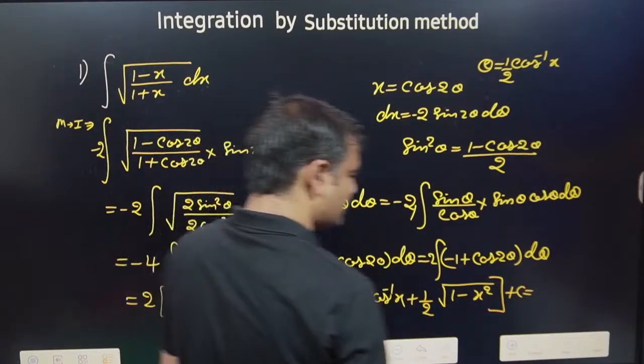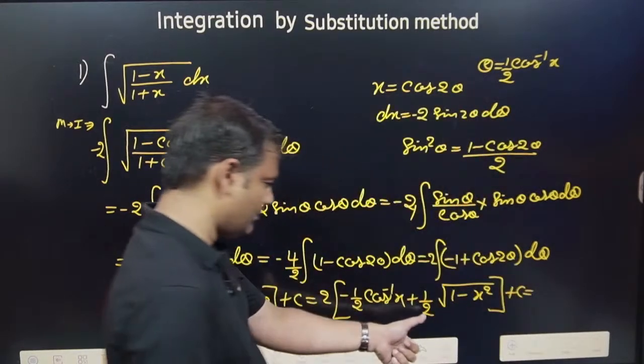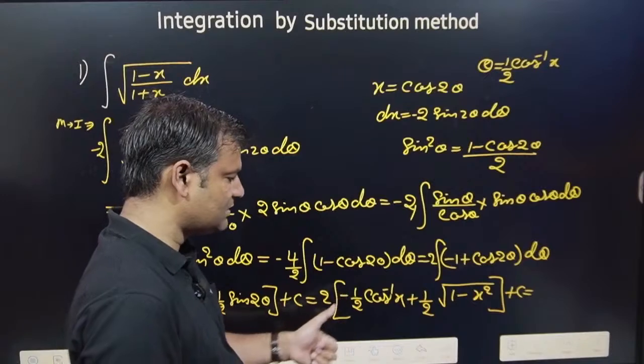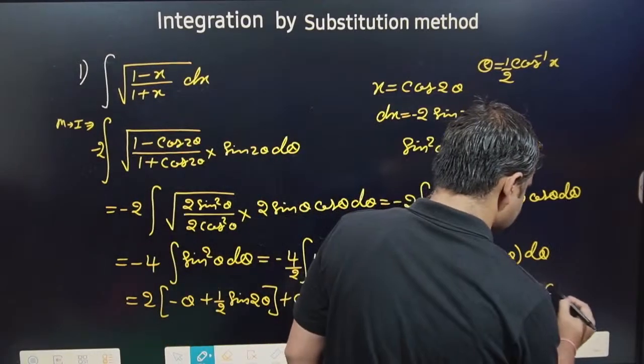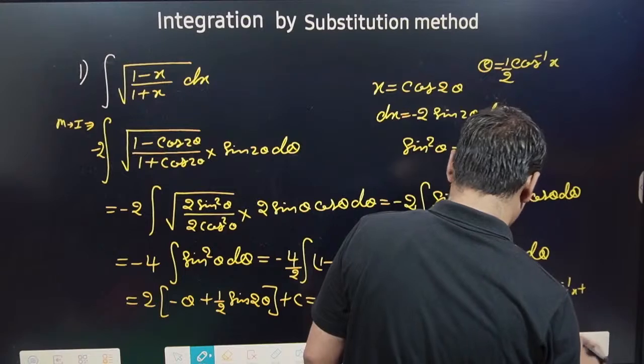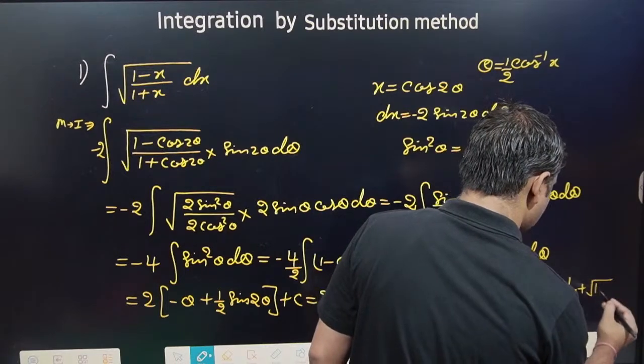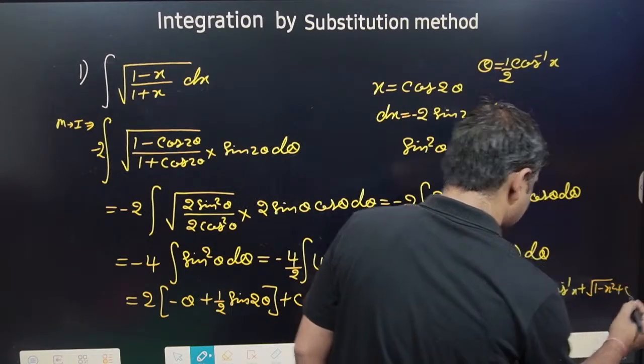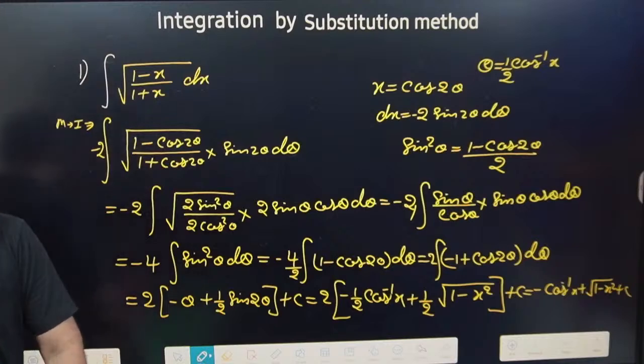So what about that value? If 1 by 2 is common, then we get how much? Minus cos inverse x plus under root 1 minus x square plus c is the right answer. Minus cos inverse x plus, are you so clear?